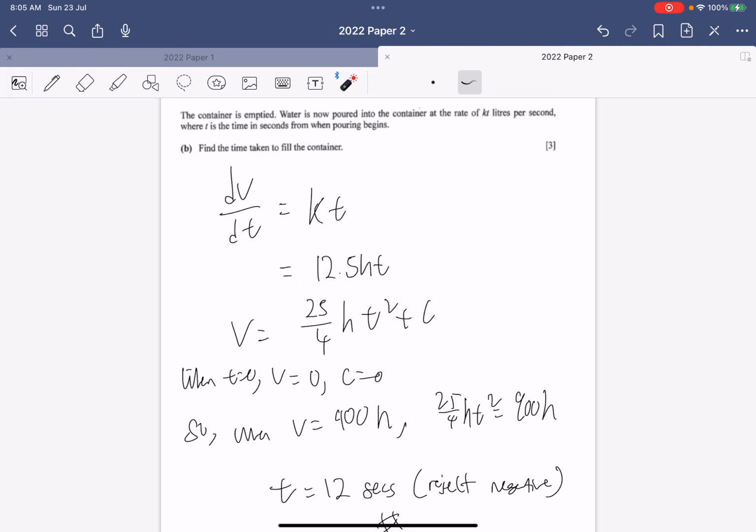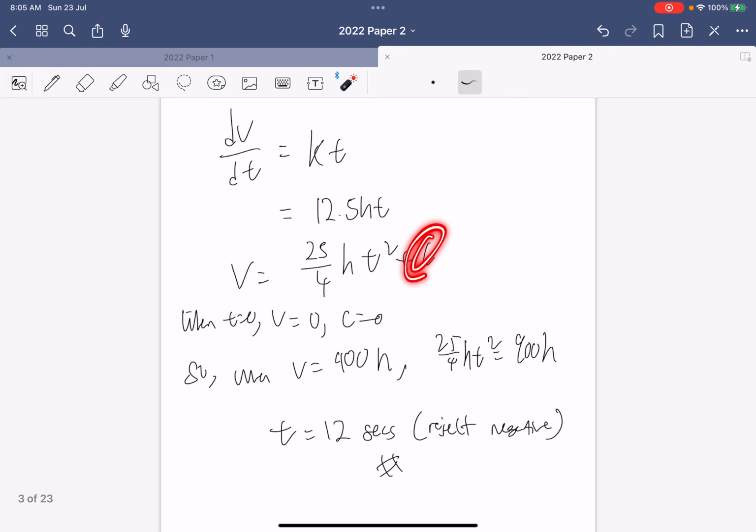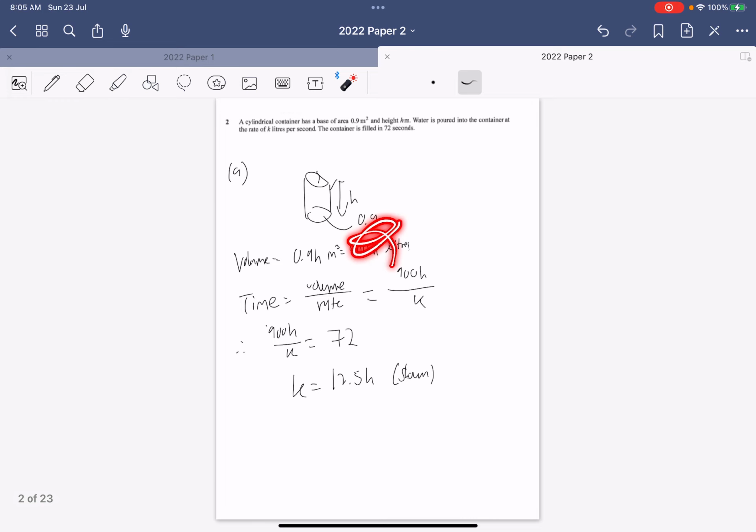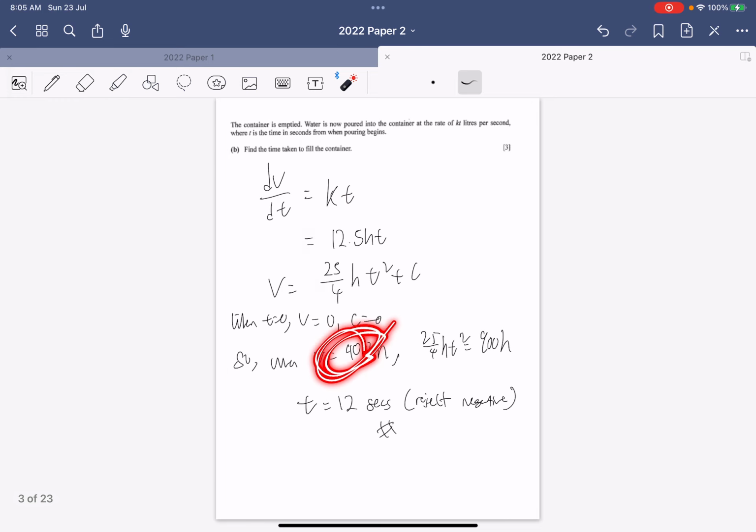So your V, you just integrate with respect to t, it will be this. And c must be 0, because when your t is 0, V is 0, so c is 0. Now we know that because the total amount is 900h, when V is 900h, we're supposed to find t. The h cancels out, you're able to get t equals 12 seconds. You must also reject the negative because time is positive. So I hope this is clear.